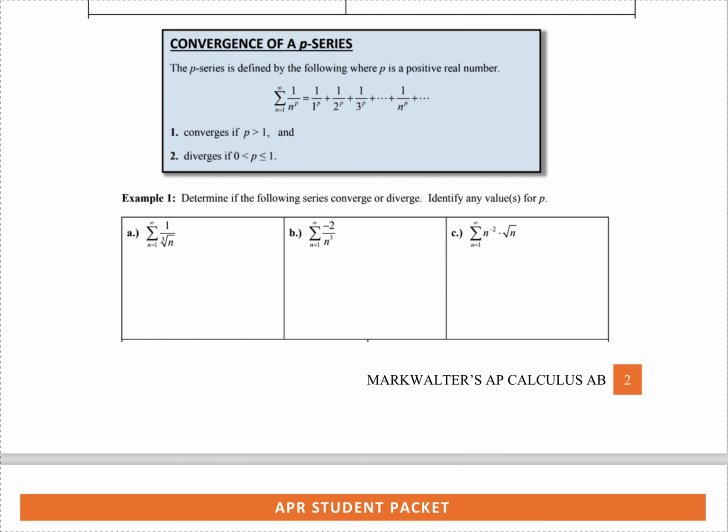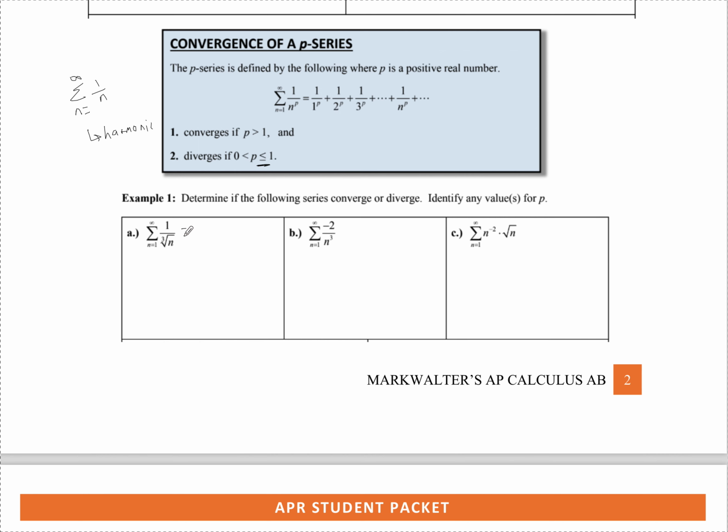All right. A special p-series is the harmonic series, a situation where p is 1, so the sum from n equals 1 to infinity of 1 over n is our harmonic series. It's right on the boundary, when p equals 1, and it diverges. So let's determine if the following series down here converge or diverge, and identify any values for p if we have p values we need to solve for. I don't think I gave us any of those practice ones right now.